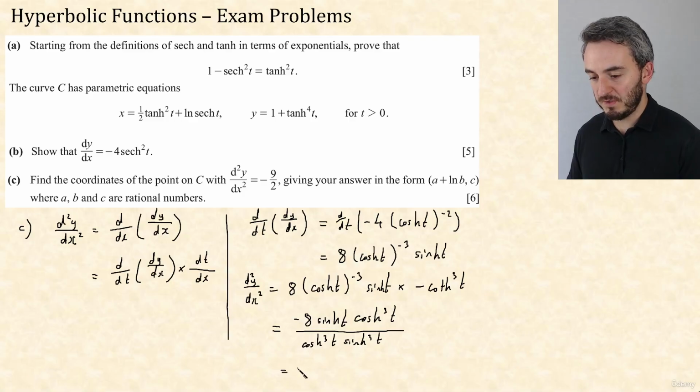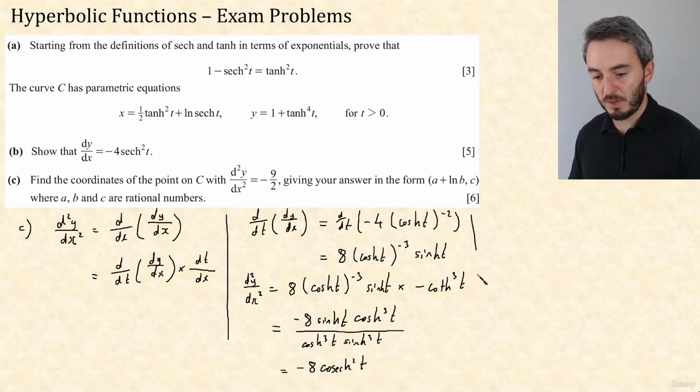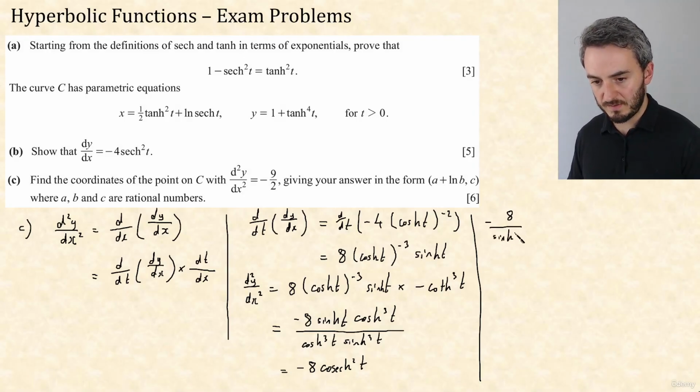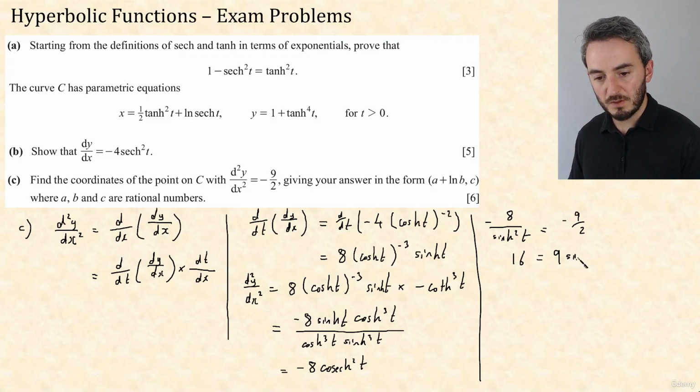All of that is going to simplify to minus 8, while all of the coshes go, and we're left with cosech squared t. So that's what I would like to set equal to minus 9/2. I'm going to write this as minus 8 over sinh squared t is equal to minus 9/2. The negatives cancel. I'm going to multiply through by 2 and by sinh squared t. So I'm going to get 16 equals 9 sinh squared t.